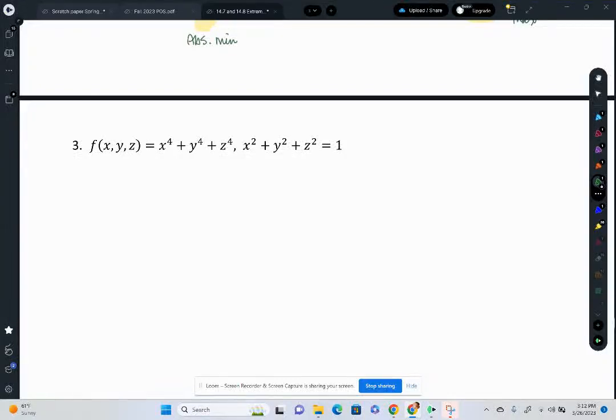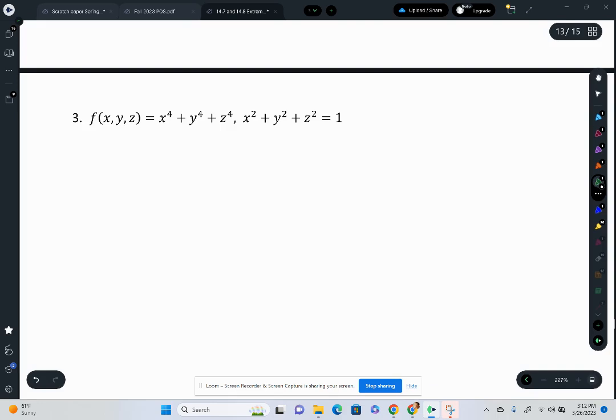Welcome back to the second part of Lagrange multipliers. We're just here to work out two more problems. So this first one, number 3, again, we're going to be using Lagrange multipliers to find our extrema.